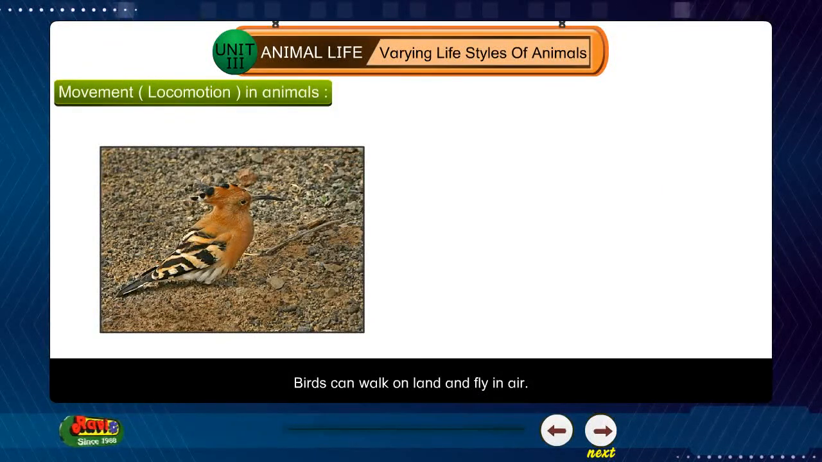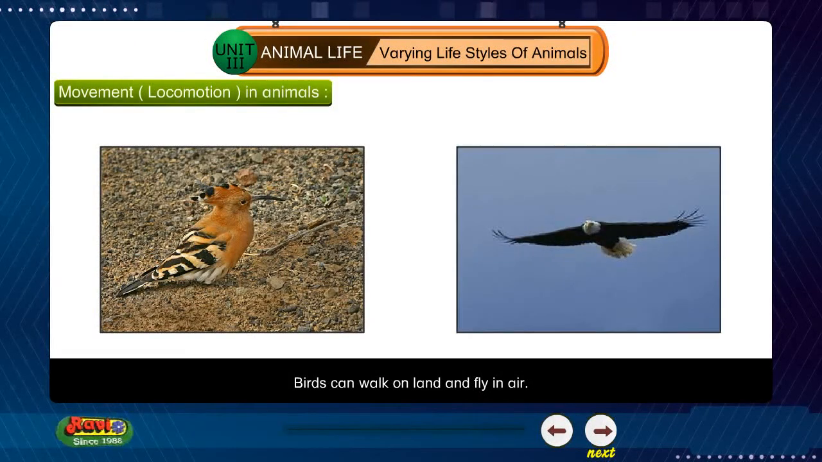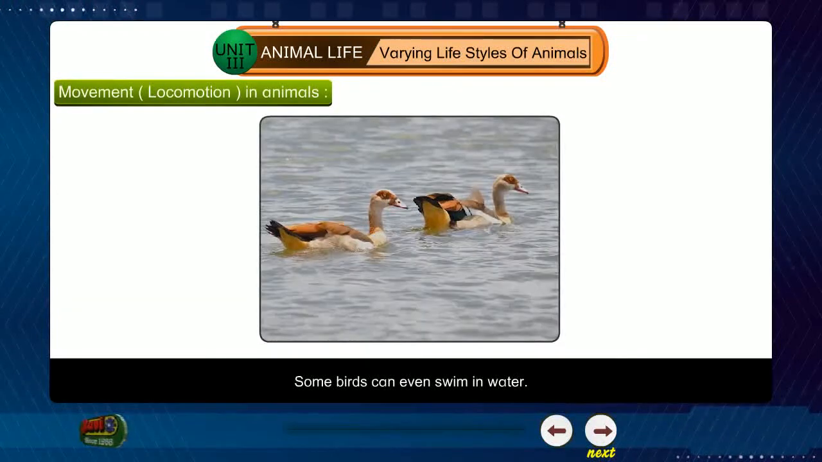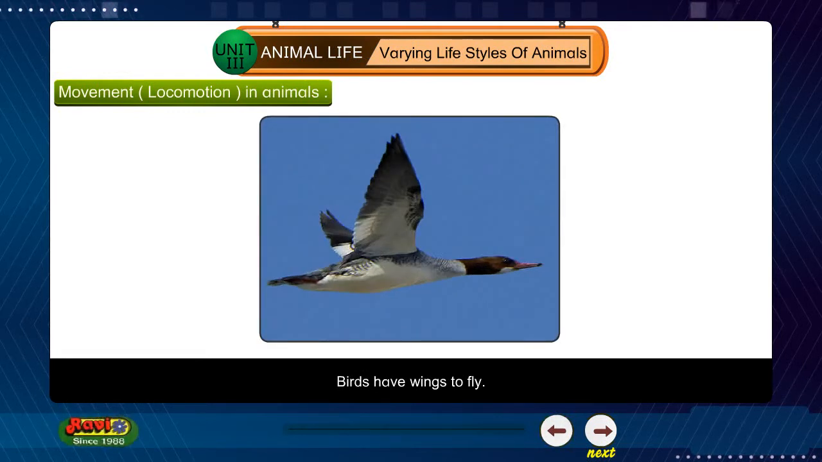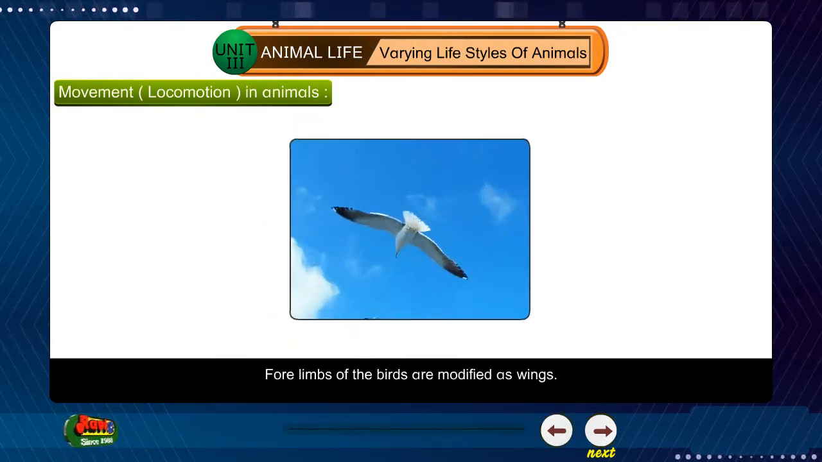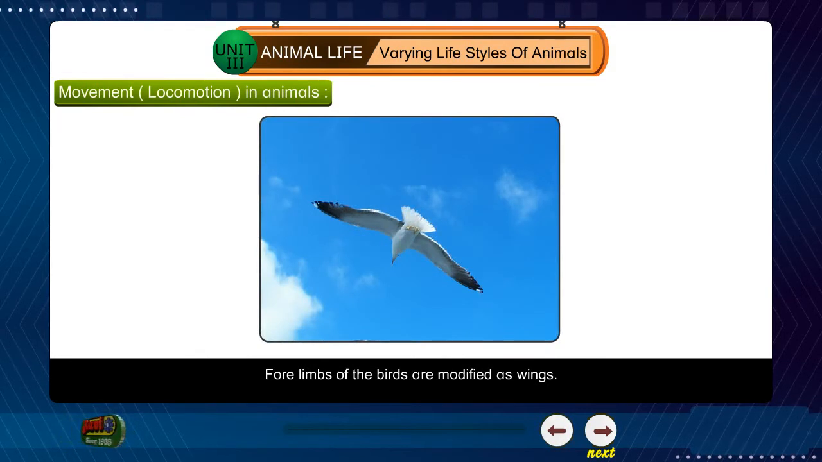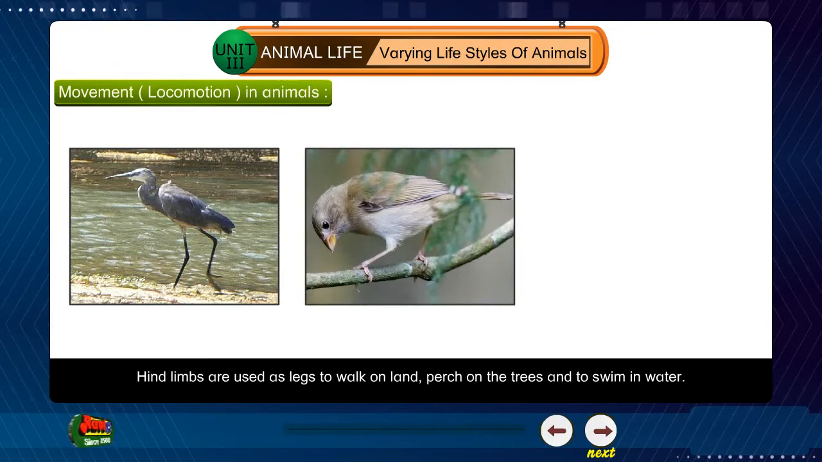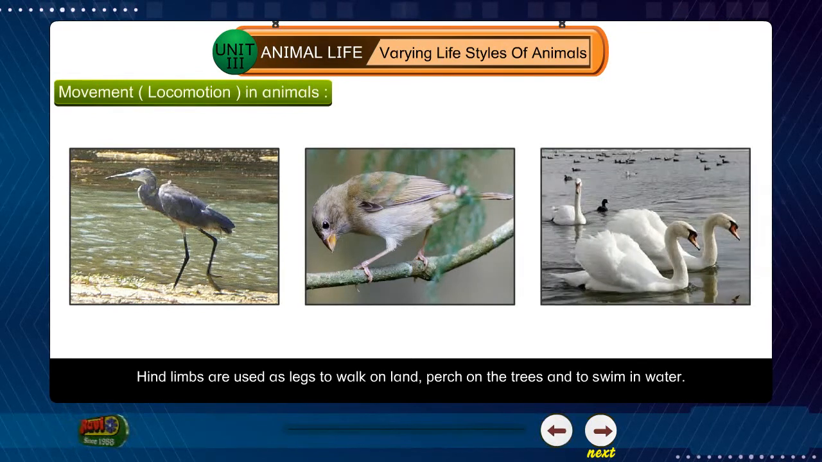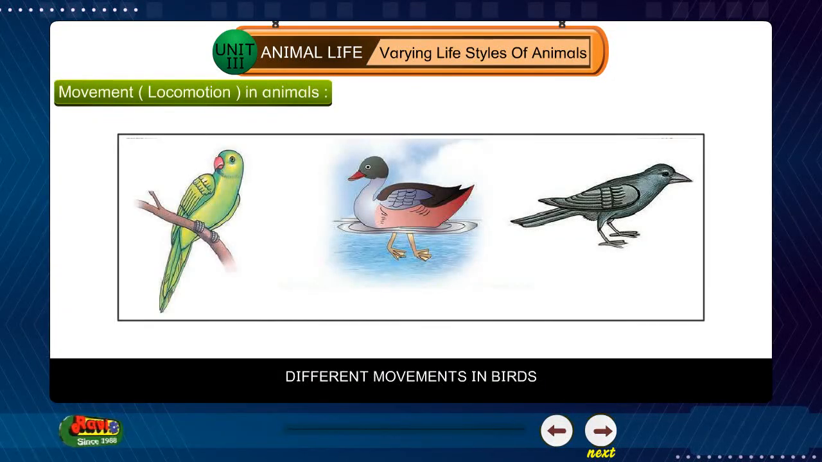Birds can walk on land and fly in air. Some birds can even swim in water. Birds have wings to fly. Forelimbs of the birds are modified as wings. Hind limbs are used as legs to walk on land, perch on the trees, and to swim in water. Different movements in birds.